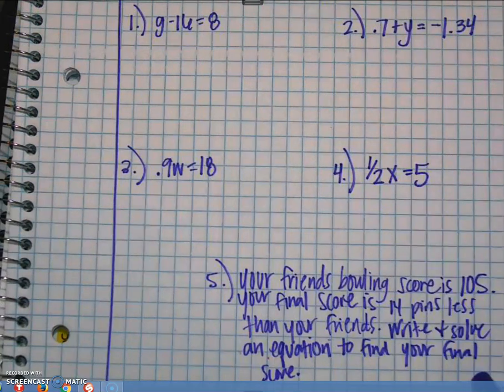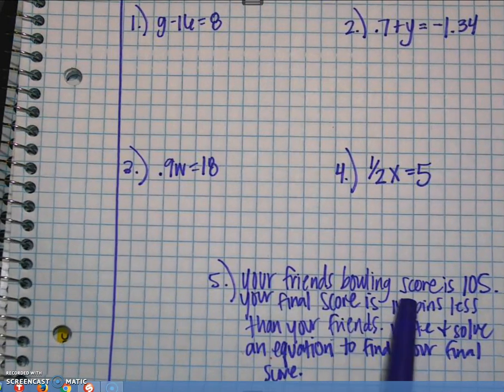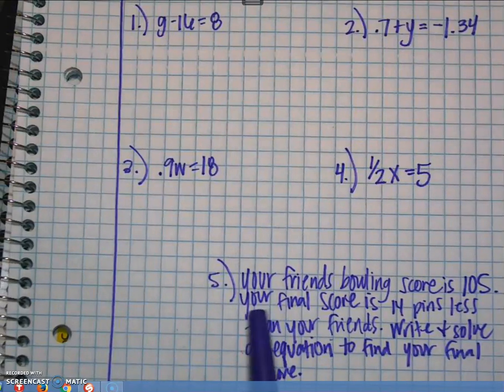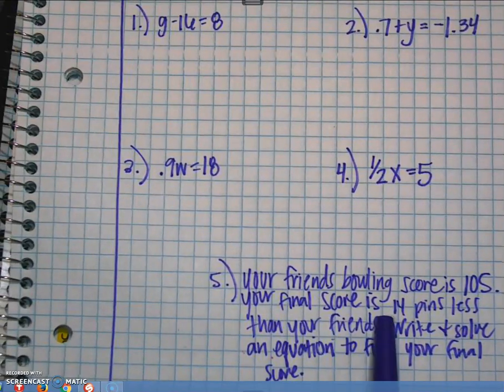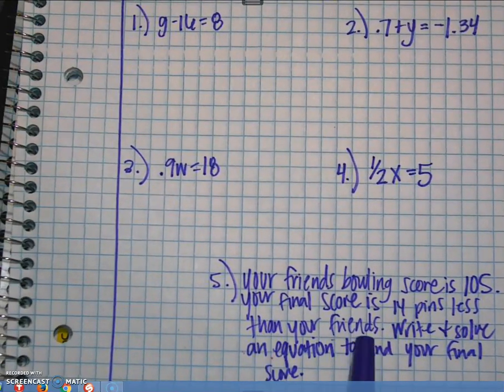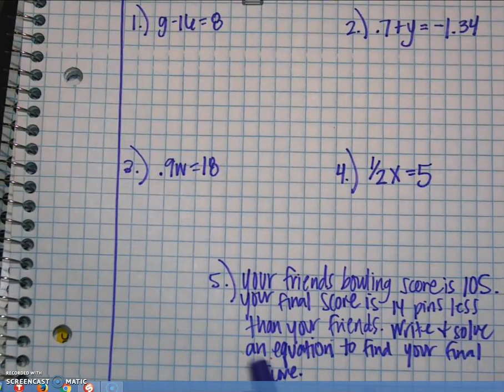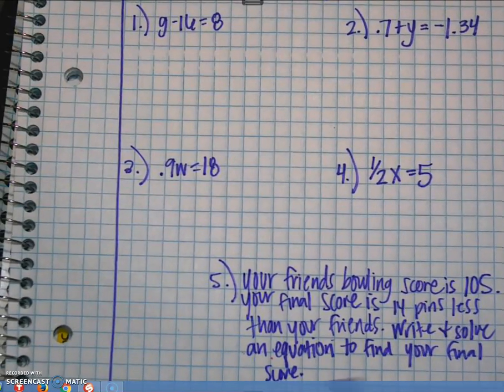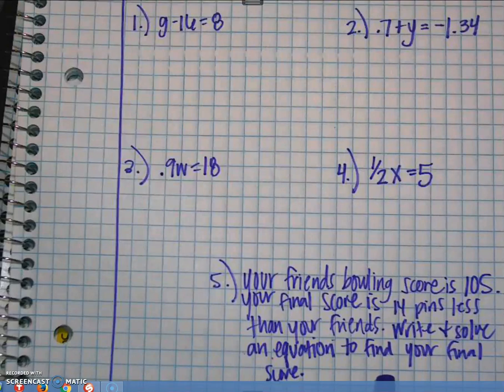Now, number 5 is a word problem because we do have to know how to write equations for real-world situations. So it says, your friend's bowling score is 105. Your final score is 14 pins less than your friend's. Write and solve an equation to find your final score. Okay? So these are your 5 problems.